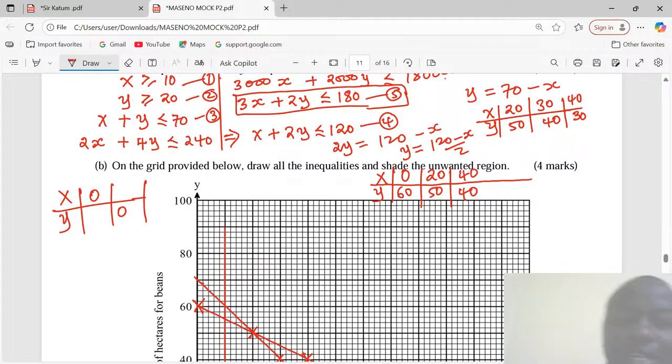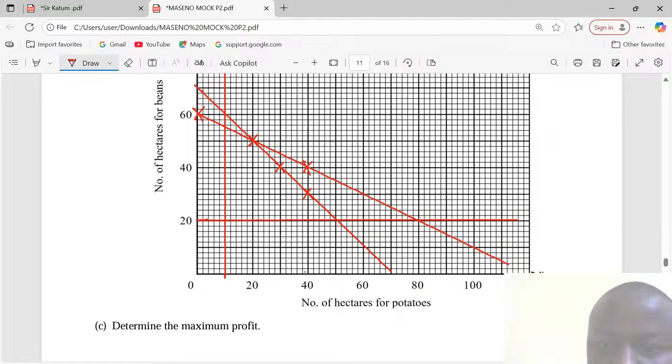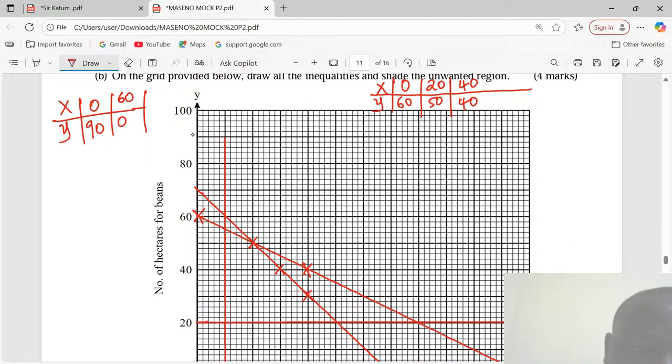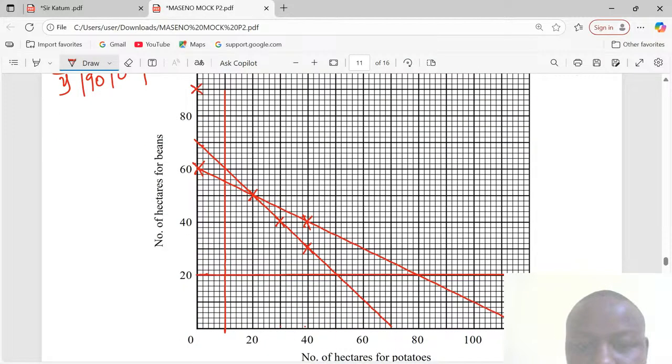When x is 0, what will be y? When x is 0 and we substitute it at this point, we get y equals 90. When y is 0 and we substitute here, we get 3x equals 180, so x is 60. So we have (0, 90) and (60, 0). (0, 90) means this point, then (60, 0).